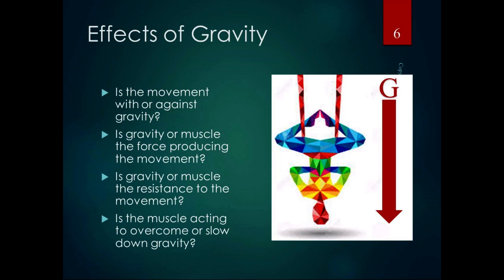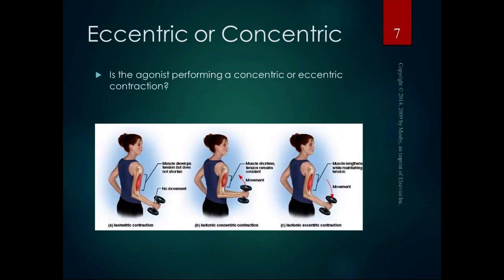So gravity is producing the movement and muscle is resisting it. And the muscle is acting to slow down gravity. So we know that when muscle's acting to overcome gravity, it is a concentric contraction. When the muscle is acting to slow down gravity, it is an eccentric contraction. So which muscles are working to slow down that adduction of the hip? Which ones are lengthening? The hip abductors are lengthening. So the gluteus medius and gluteus minimus are lengthening to slow down the pull of gravity.